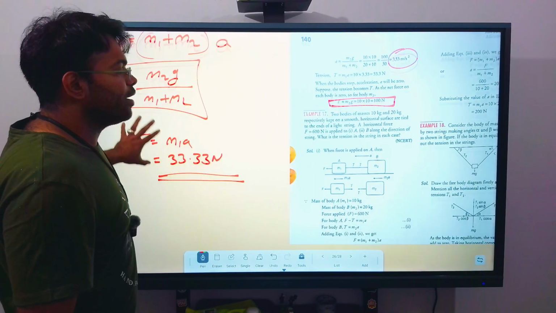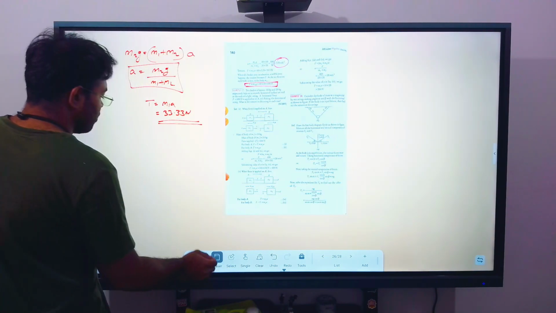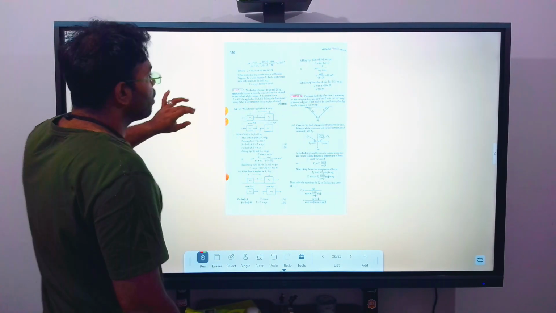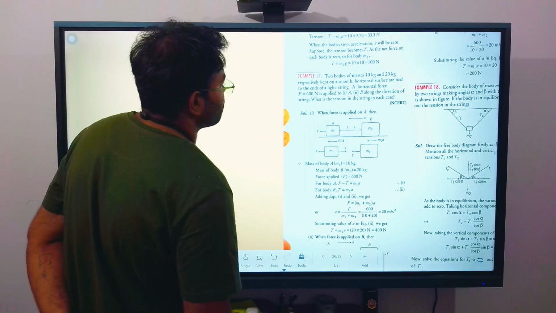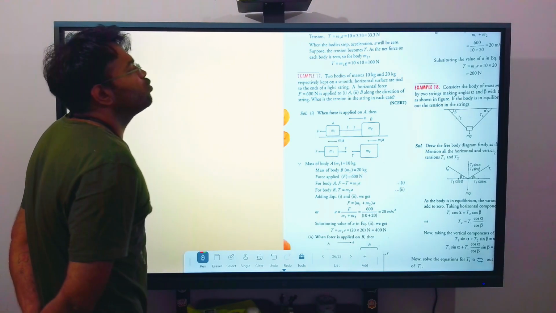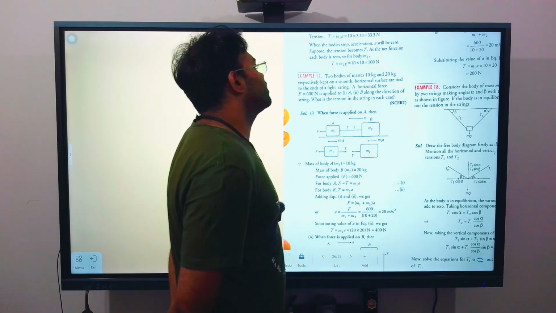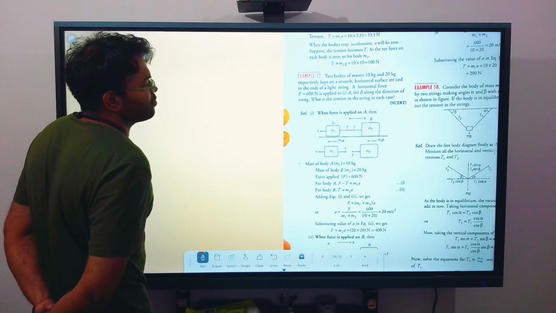Clear? Okay. Now, question number 17. Two bodies of mass 10 kgs and 20 kgs respectively, kept on a smooth horizontal surface, are tied to the ends of a light string. A horizontal force of 600 newtons is applied to A and B along the direction of the string.